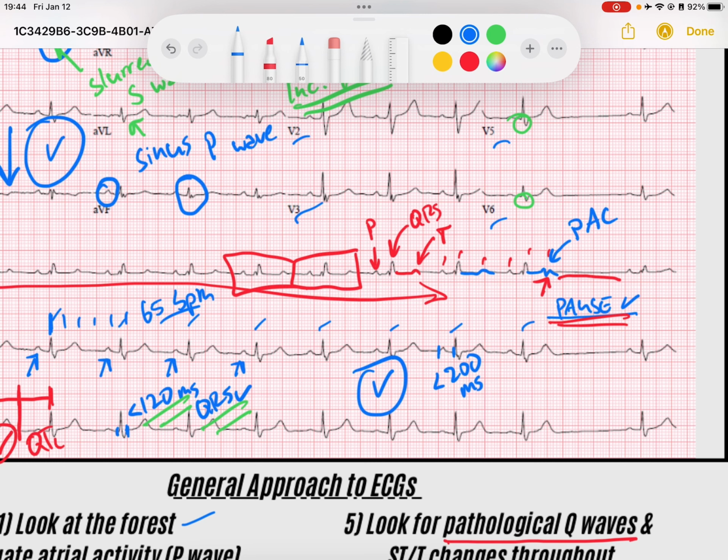And so we think of PACs. Well, PACs, why did it not create a QRS? Well, in this case, what we're seeing is we had a premature atrial contraction that was blocked. So a blocked PAC. Well, what blocked the PAC? Our AV node blocked the PAC.